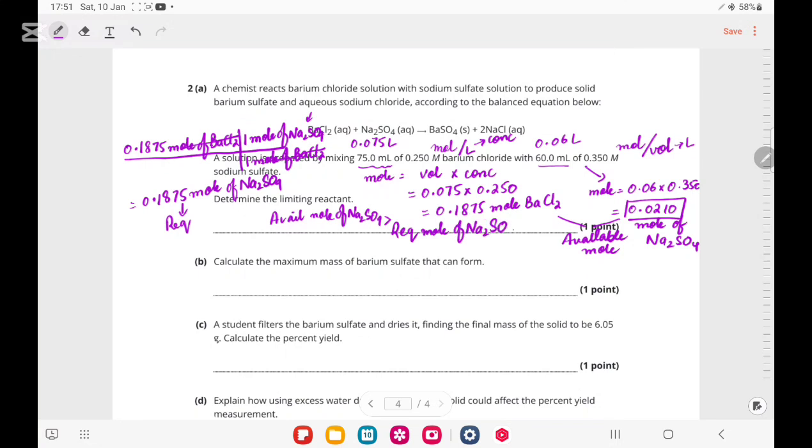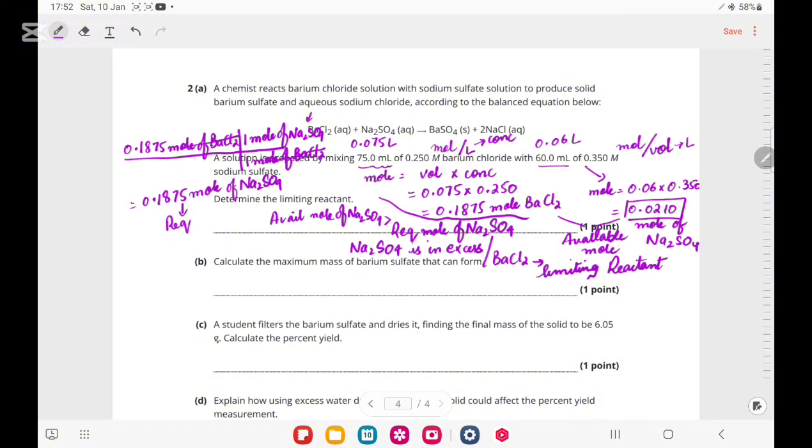So what happens because of that? Sodium sulfate is in excess, while the other one, which is going to be barium chloride, that would be the limiting reactant. Okay, this is the limiting reactant. So here barium chloride is the limiting reactant.